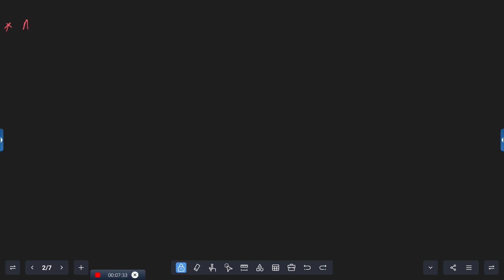Area, listen children, area of a circle. What is the area of a circle? Pi r square. Area of circle, pi r square. And what about circumference? Very good. Circumference is equal to 2 pi r. This is the circle.